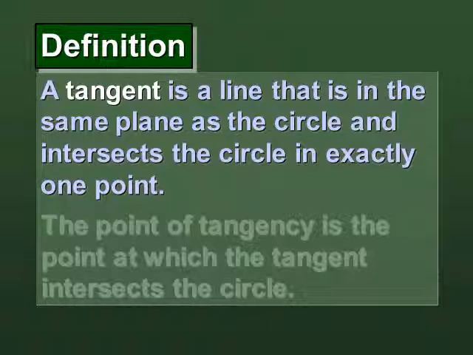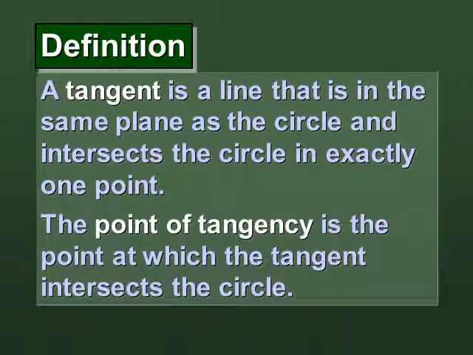So we talked about a tangent briefly already. It's a line that's in the same plane as the circle, and it intersects the circle in exactly 1 point. Now, the point of tangency is the point at which the tangent intersects the circle. So it just touches the circle in one spot.